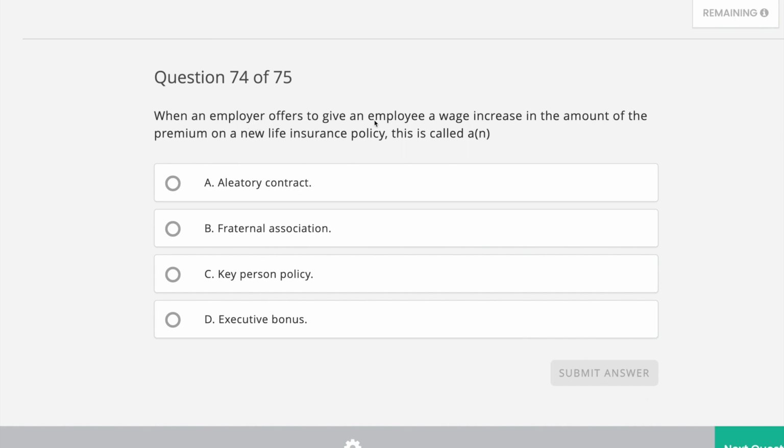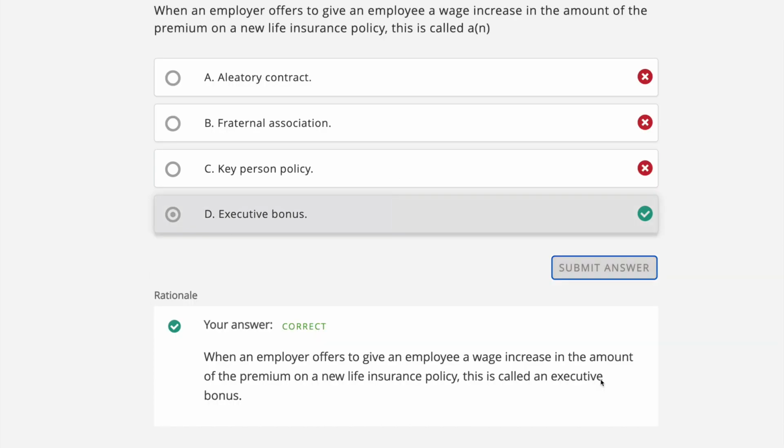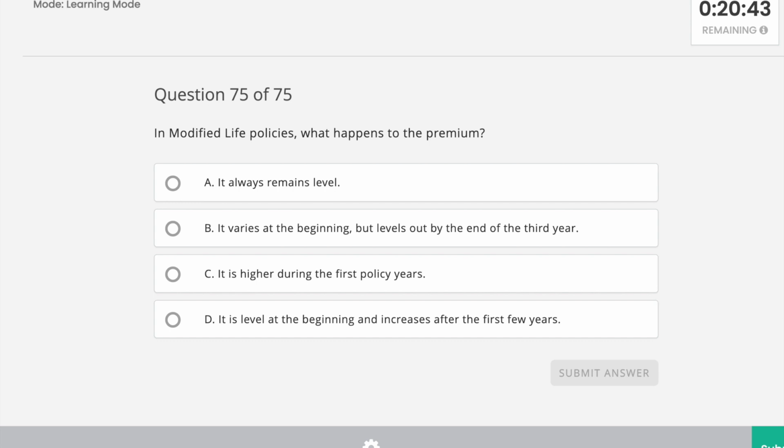When an employer offers to give an employee a wage increase to cover the amount of the premium on a life insurance policy, this is called an executive bonus, because you're giving him a bonus so that he can buy his own life insurance policy using the bonus to pay for the premiums.